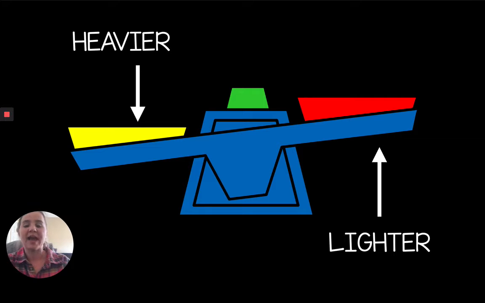When you put something heavier on a balance scale, the balance goes down on one side. So as you can see, that yellow block is going down. That is because that is heavier than that red block, which is lighter. When something is heavier on a balance scale, it will go down. When something is lighter, that side will go up.